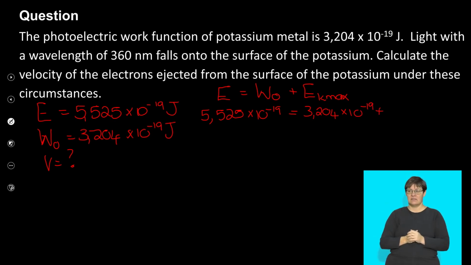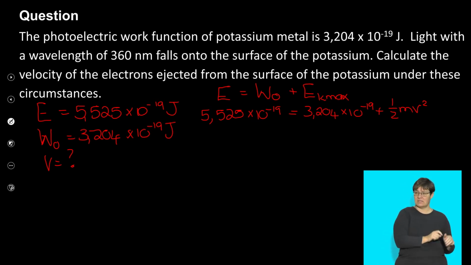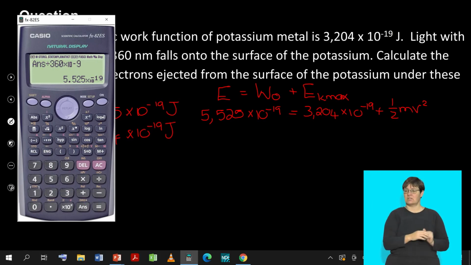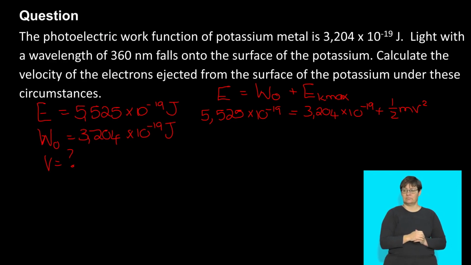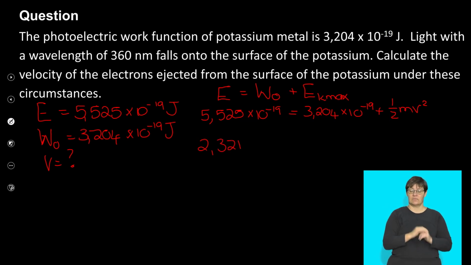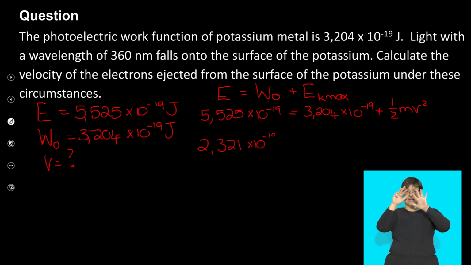The equation to calculate kinetic energy is a half mv squared. I'm just doing this in separate parts because I'm going to run out of space. So I'm going to quickly do the minus. The 3.204 needs to go over. I'm going to minus 3.204 times 10 to the minus 19, and I get 2.321 times 10 to the minus 19.